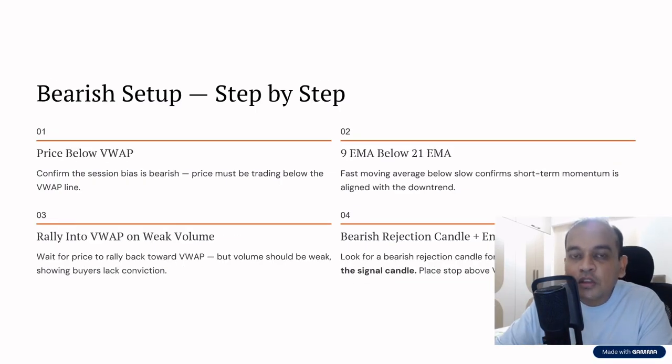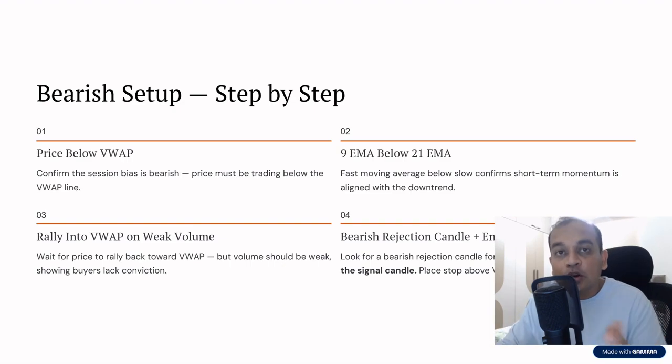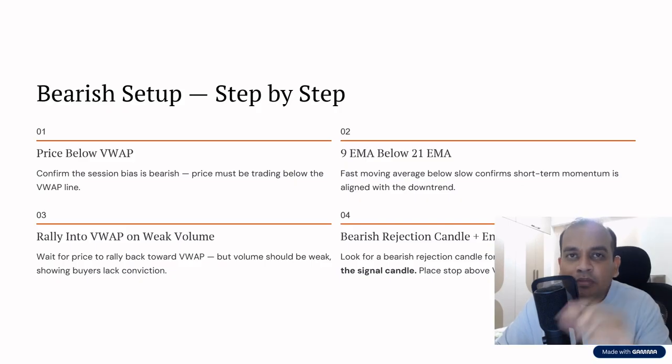Now, the same thing you need to set up for bearishness as well. How do you set up a bearish trade? That is, you are going short in the market, or you are selling, writing calls, or buying puts. Either of the two. Price is below VWAP, volume weighted average price. 9 EMA is below the 21 EMA, that is, the fast moving average is below the slow moving average. It shows the downward momentum, and a rally into VWAP on weak volume.